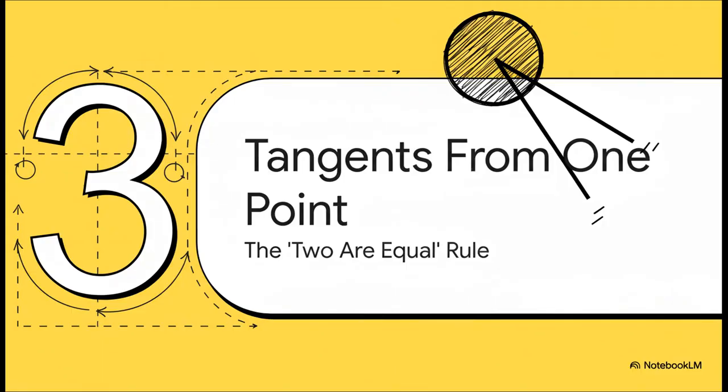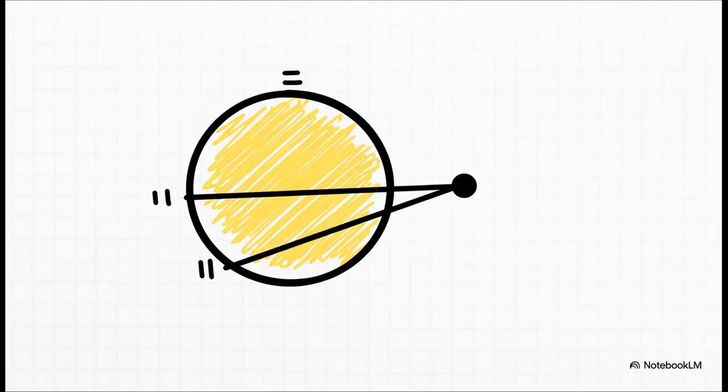Let's grab our next tool. What happens if we have a single point just floating outside the circle? How many tangents can we draw from that one spot? And is there anything special about them? Well, this leads to another incredibly useful rule. From any single point outside a circle, like point A in our puzzle, you can draw exactly 2 tangents to that circle. No more, no less. And the really cool part? The lengths of those 2 tangents from the external point to where they touch the circle are always identical.